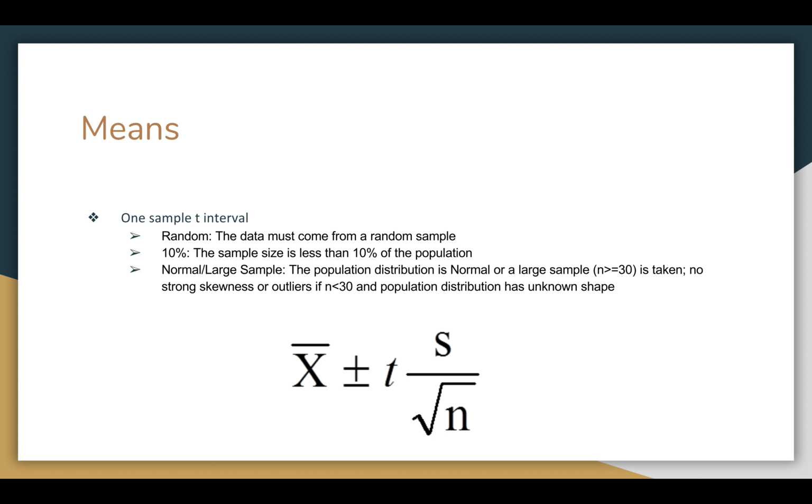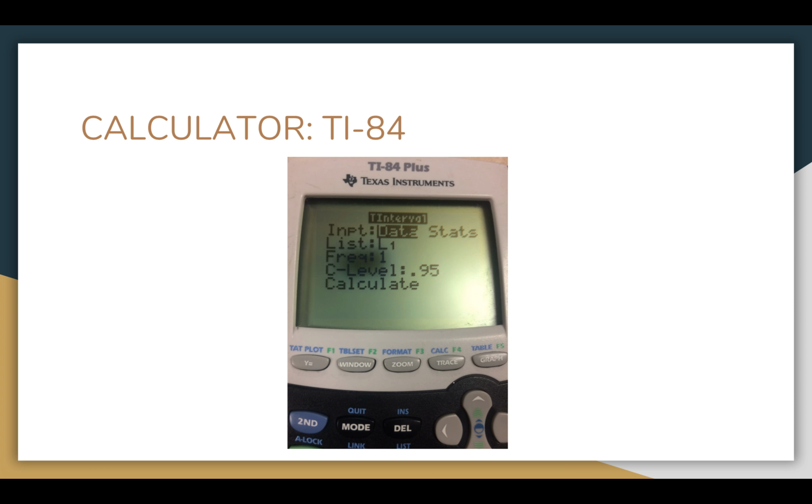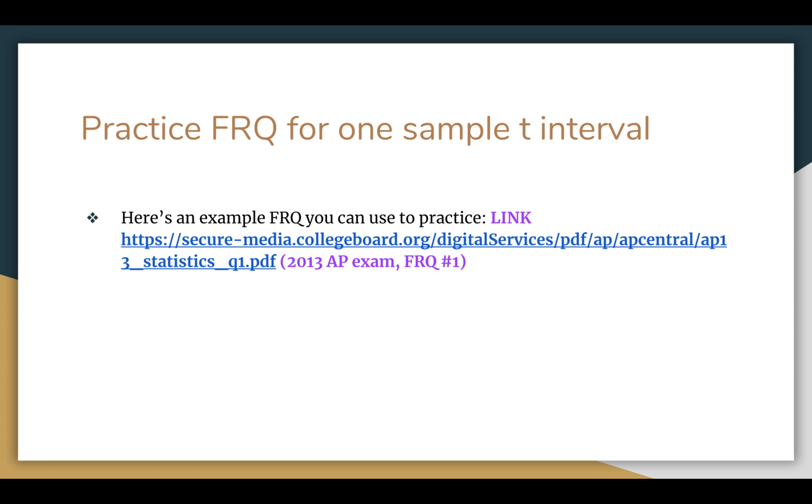Similar to confidence intervals for proportions, you can calculate the interval using a special function on your calculator. Here we choose t interval, and you can highlight and select either data or stats at the top of the screen. If you choose stats, adjust your settings and choose calculate. If you choose data, adjust your settings; you'll have to have entered raw data into a list prior to doing this, and then choose calculate. Here's an example FRQ you can use to practice one-sample t interval.